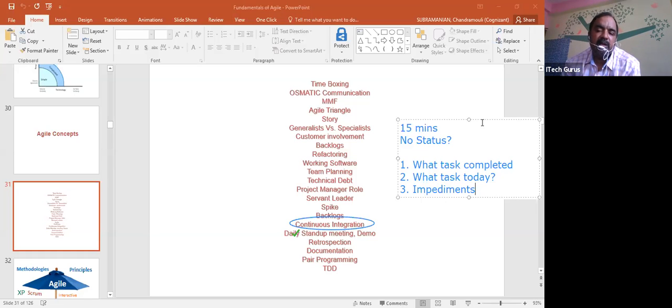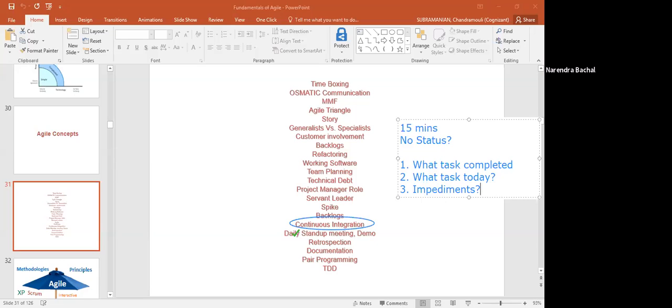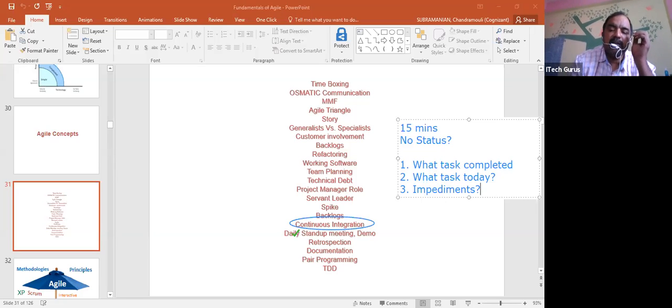So only 3 things are discussed. Why should we discuss what task was completed, what task today? Why impediments? Why should we discuss this? To have transparency between all. Everybody should know everybody's work. What are the characteristics of Agile we discussed? Transparency. Everybody should know. Now I'm particularly telling you about impediments.